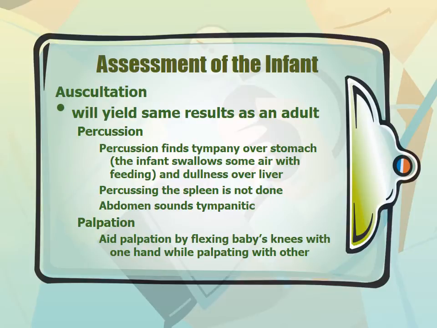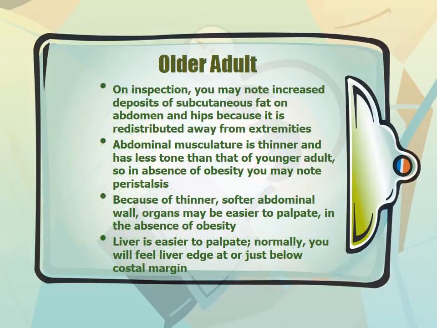Okay, you're still going to hear that dullness over the liver, and of course, we're not going to actually percuss the spleen because of the immature immune system. And remember that the abdomen is going to sound tympanitic. So it's going to have that tympany sound. Palpation, it may be a little easier for you to palpate a baby's abdomen by forcing them to relax their abdominal muscles by flexing the baby's knees with one of your hands and then using the other hand to palpate the abdomen.